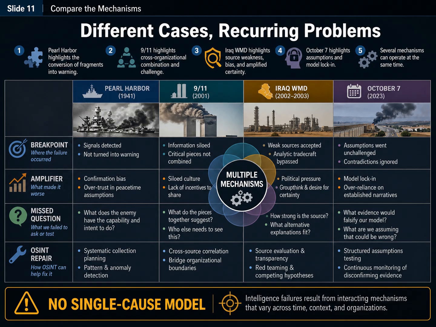Do not turn this into a mechanical one-case, one-cause chart. Real failures can combine weak sources, slow sharing, old assumptions, and overconfident writing. The comparison is useful because it helps us see where several risks may be present in the same project.